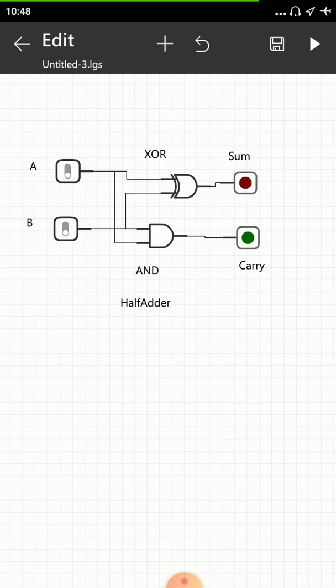So just try to implement the full adder, otherwise we will cover it in the next lab.